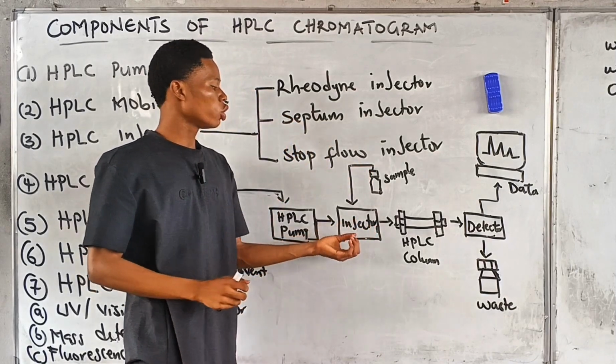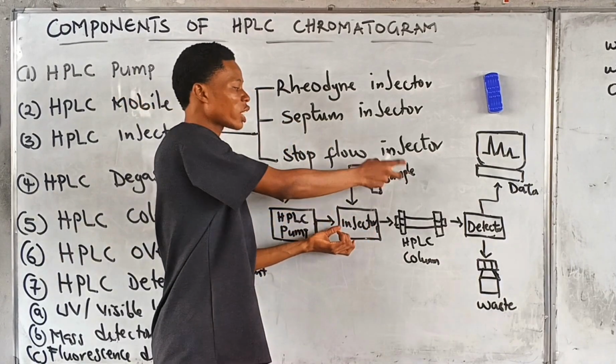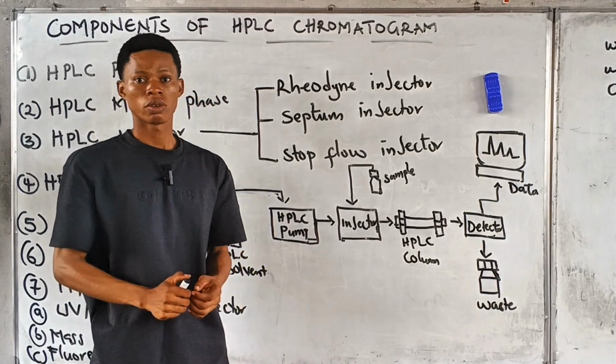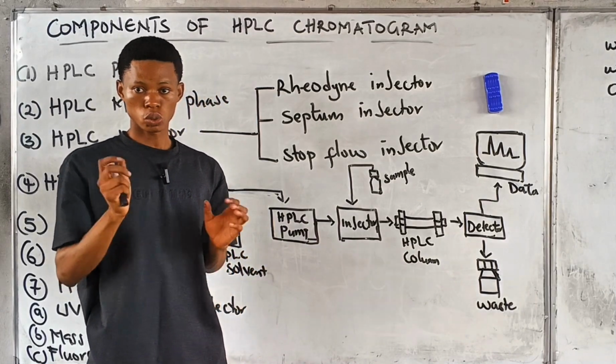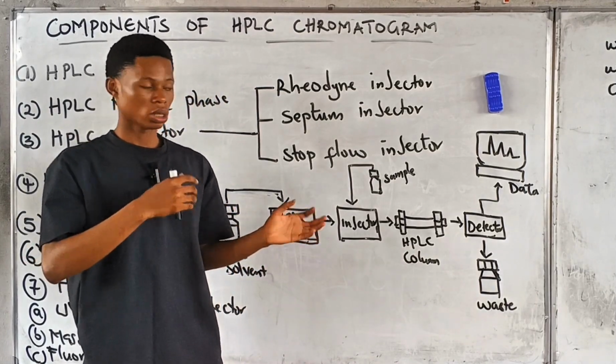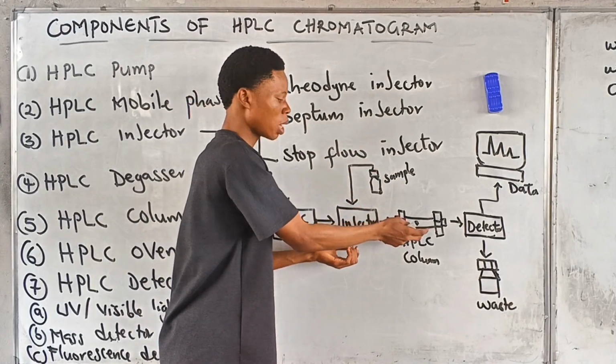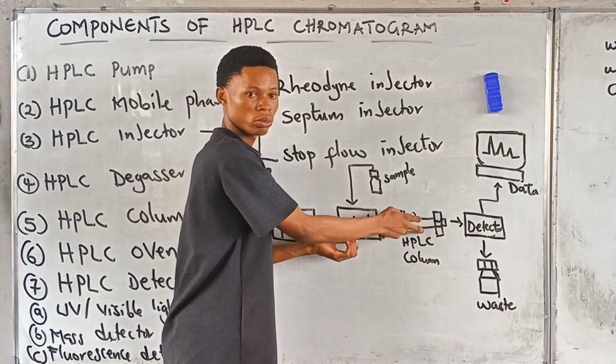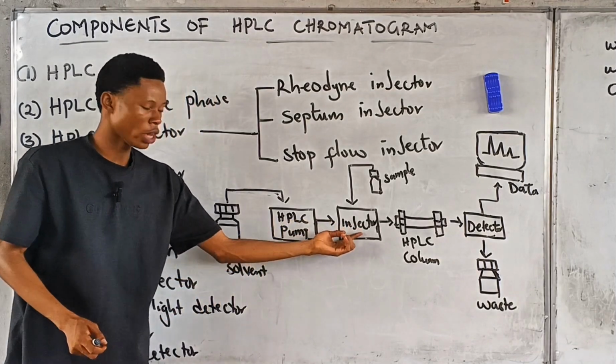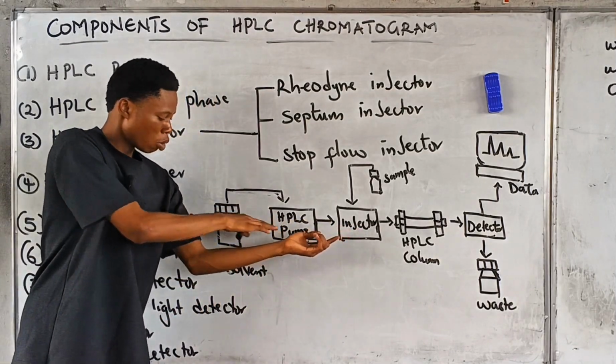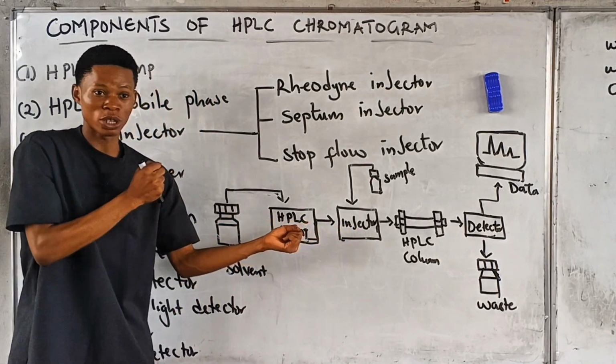So the injector is used to inject the sample into the column for separation. Do we follow? The sample is added into the injector, and the injector now injects the sample into the column. Then as you inject the sample here, remember that the mobile phase is coming from here with high pressure, right?